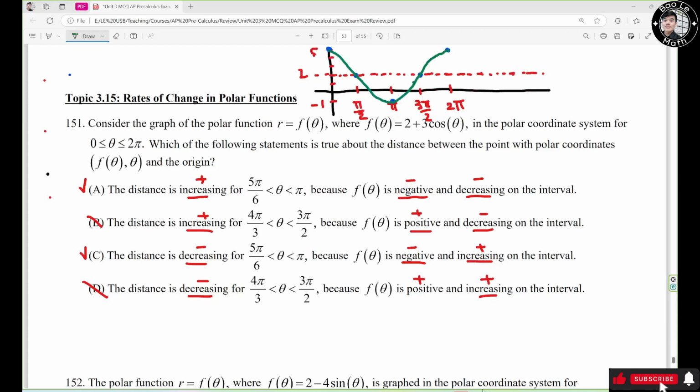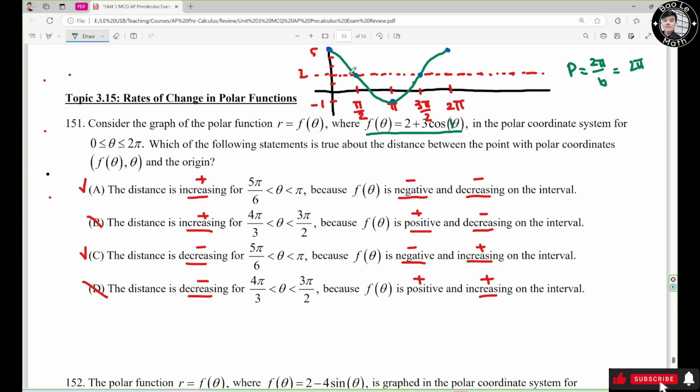Alright, so here's the graph of the function f of theta equals 2 plus 3 cosine theta. Now you know that the maximum is 5, because the maximum equals the midline plus the amplitude, 2 plus 3 equals 5. The midline equals 2, and the minimum is 2 minus 3, which is negative 1. And the period is 2 pi, because b equals 1 and period equals 2 pi divided by b.